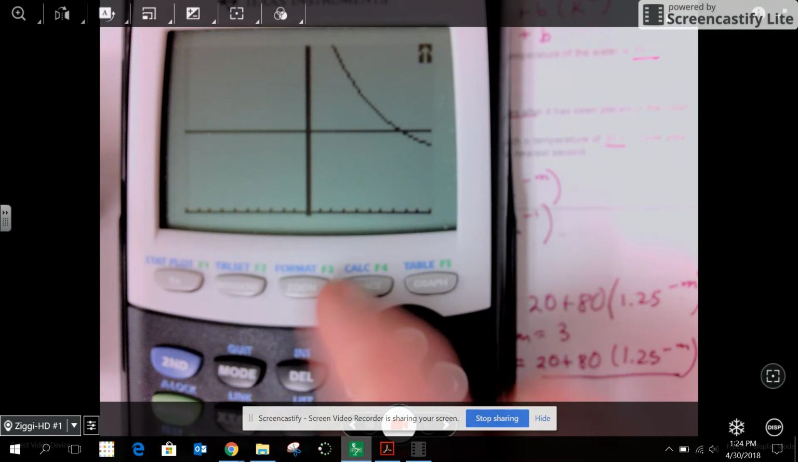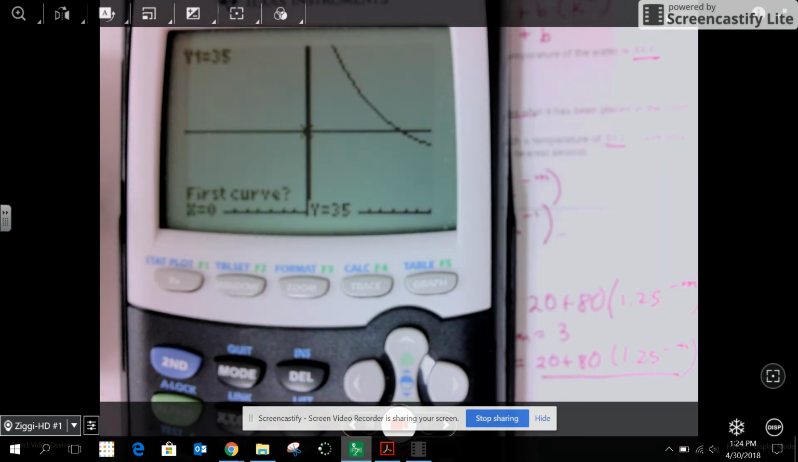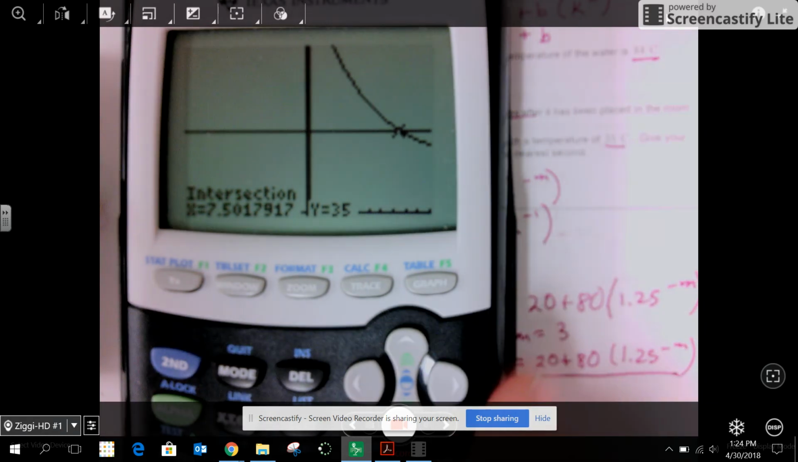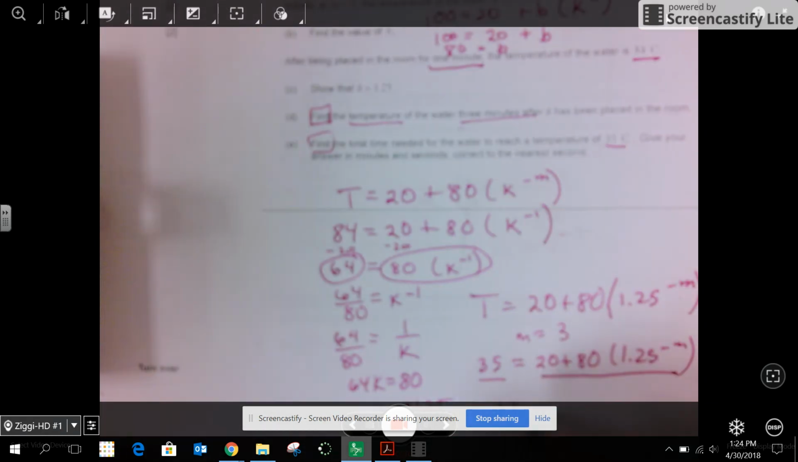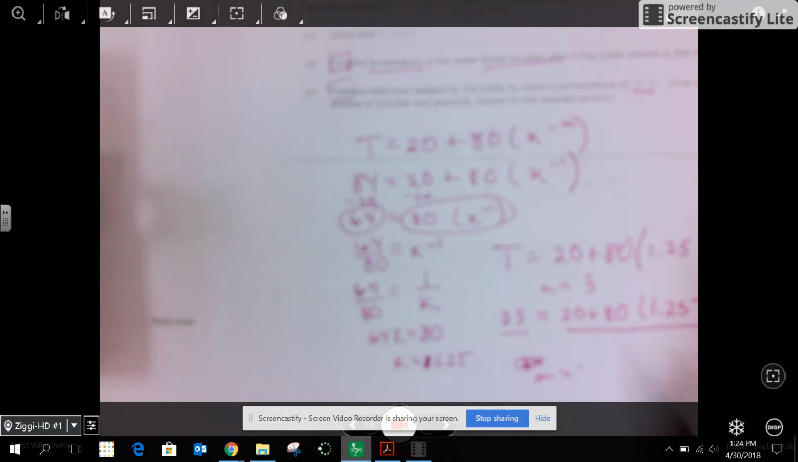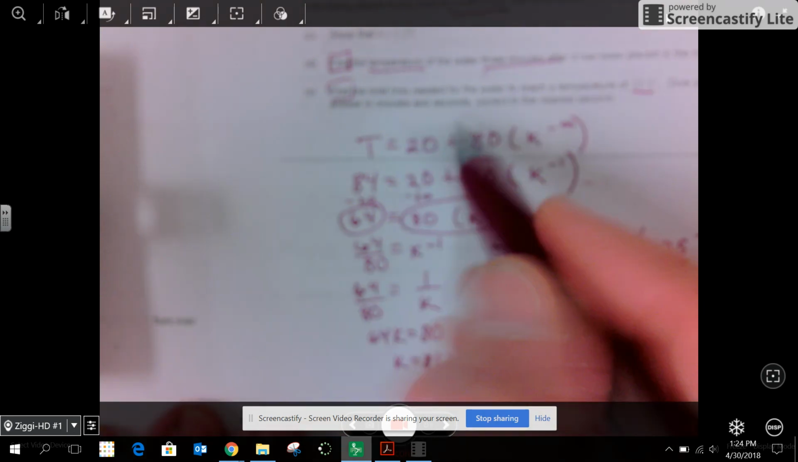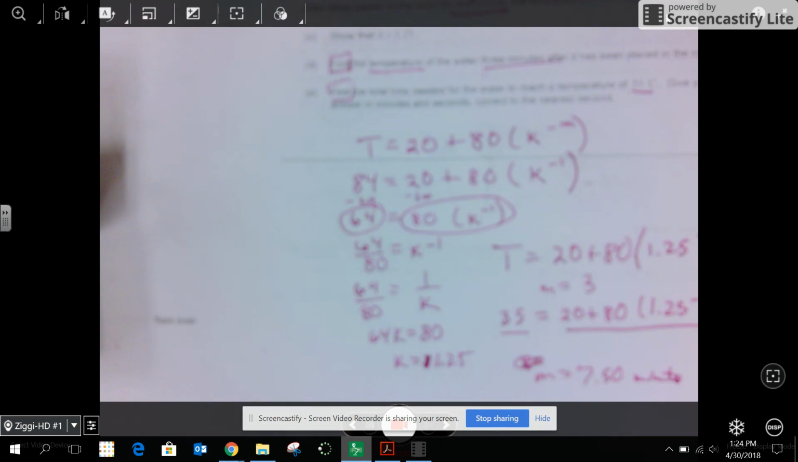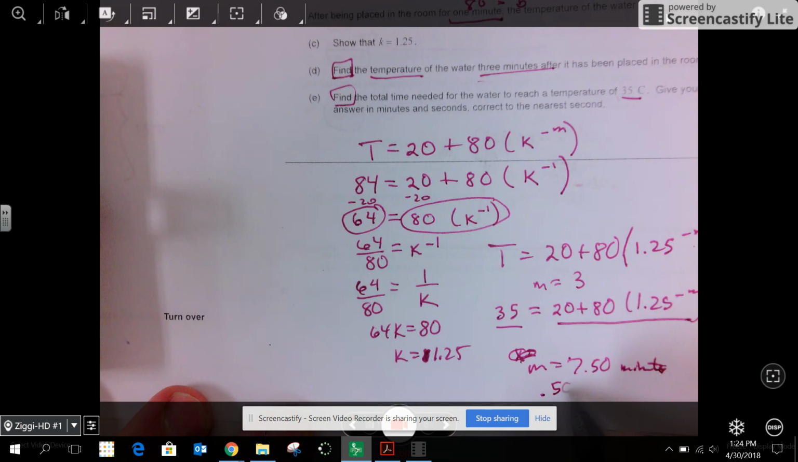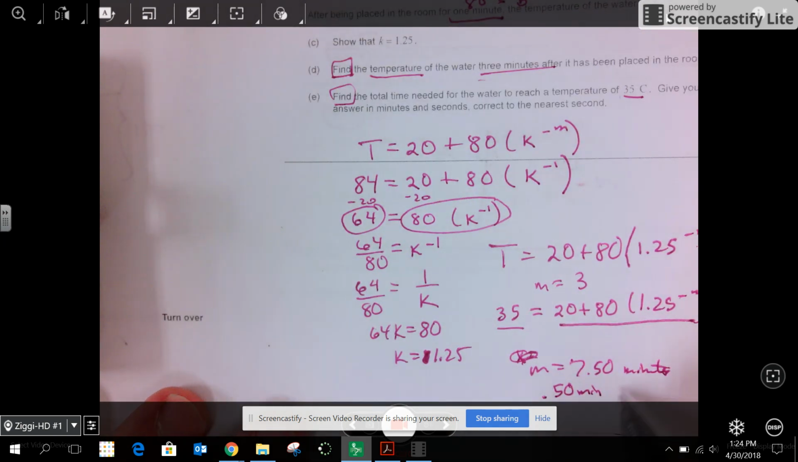I'm going to go calculate intersection. First curve, enter. Second curve, enter. I'm going to make a guess by just hitting enter. 7.50. So m equals 7.50, and that's minutes. And it says give your answer in minutes, seconds, correct to the nearest second. That'd be 7 minutes and 30 seconds, because half of a minute is 30 seconds.